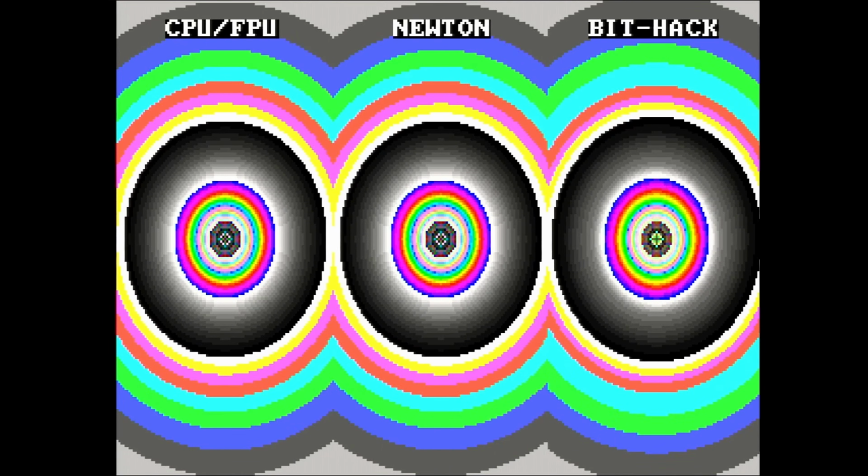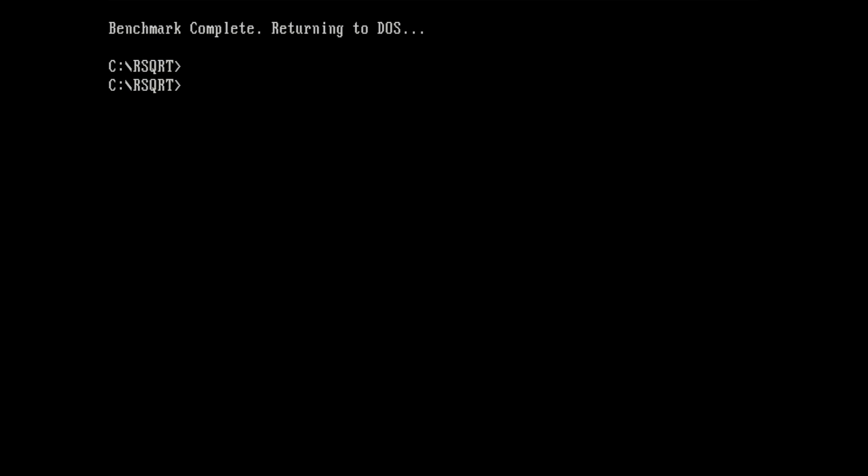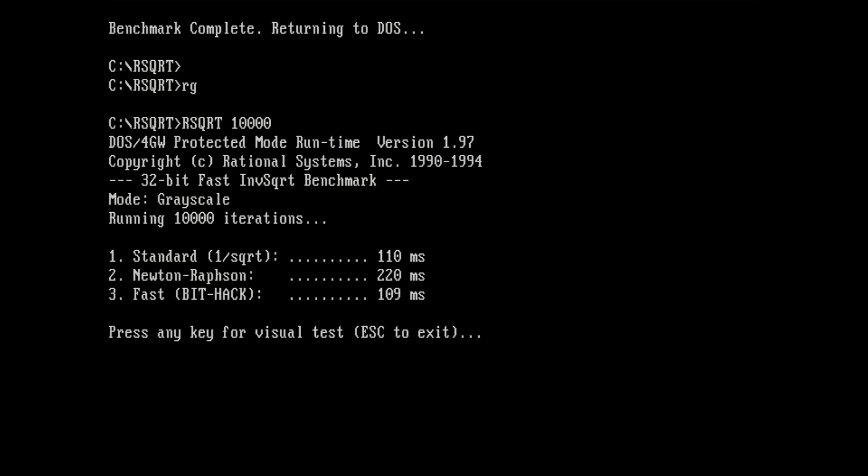Look at how fast this was now. So yeah, our FPU makes a huge difference drawing these circles. Okay, last but not least, let's run the grayscale version. Also 10,000 iterations, and it was really fast again, almost the same values, I think, as what we got before.